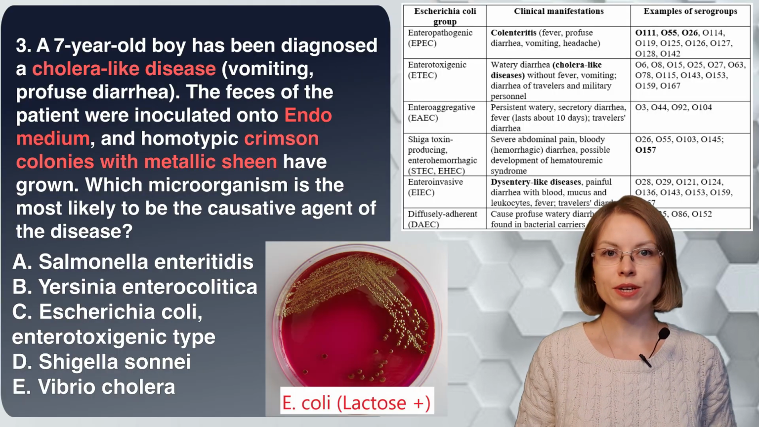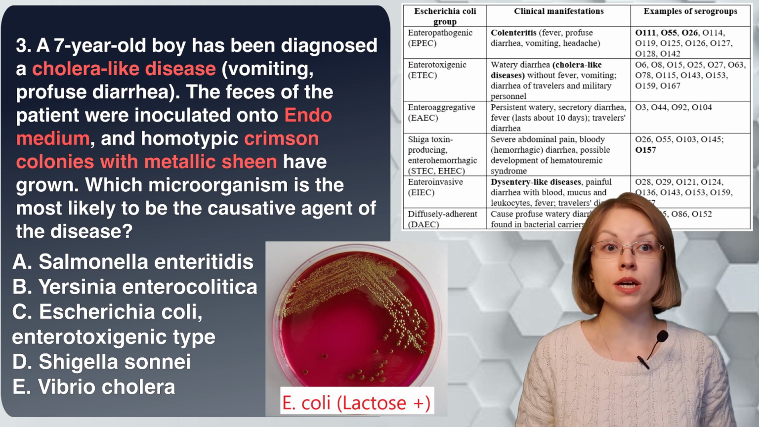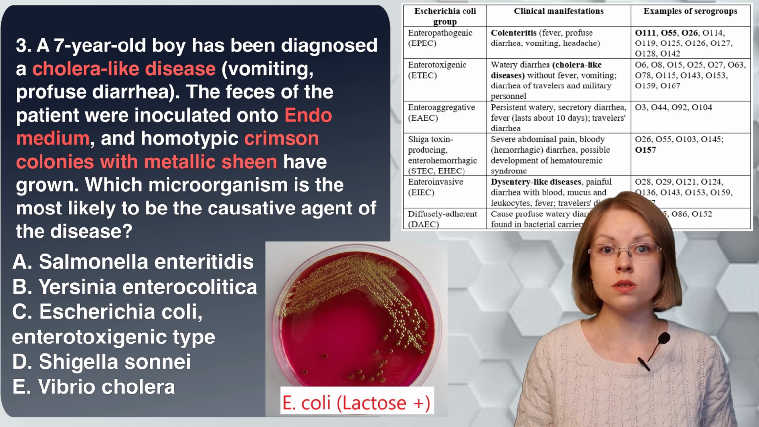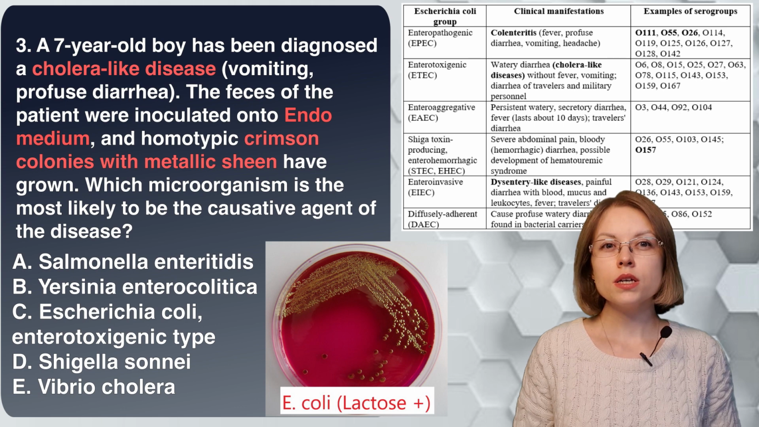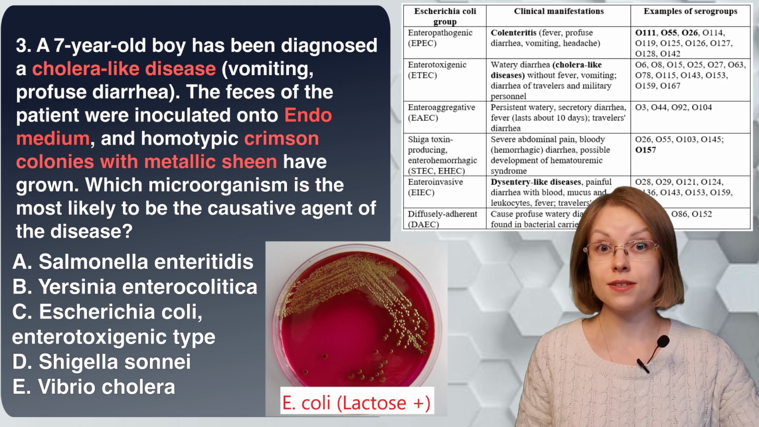Test number 3. A 7-year-old boy has been diagnosed with a cholera-like disease: vomiting, profuse diarrhea. The feces of the patient were inoculated onto Endo medium, and homogeneous crimson colonies with metallic sheen have grown. Which microorganism is most likely to be the causative agent of the disease?